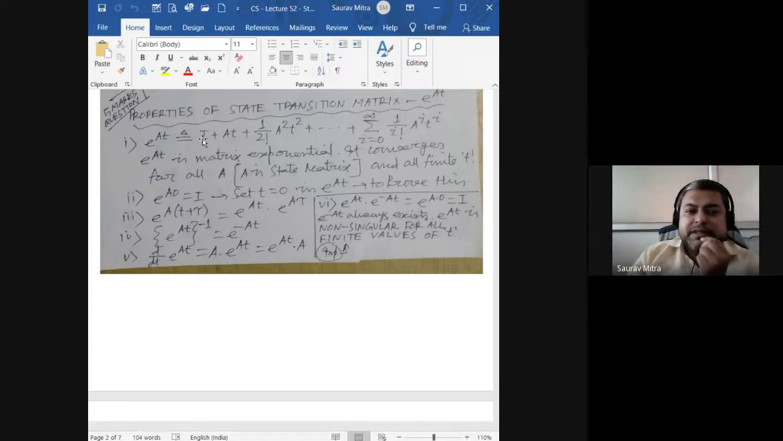So properties of the state transition matrix, 6 properties I have told you. In the exam, if it is asked for 5 marks, just write these properties. If it is asked for 10 marks, which is sometimes possible, then for every property you have to do some numerical.